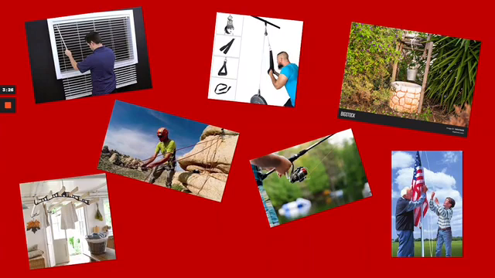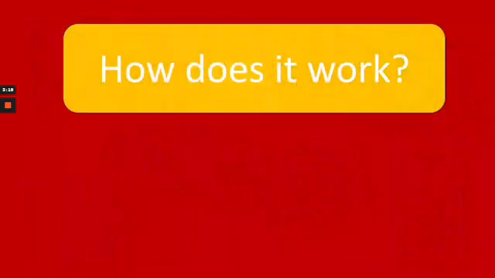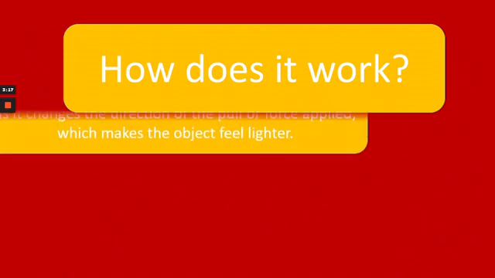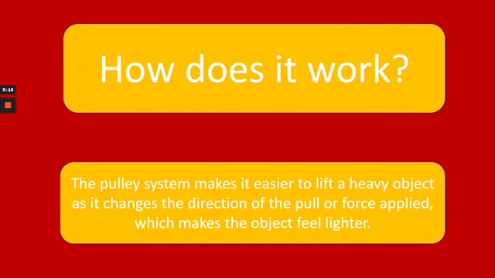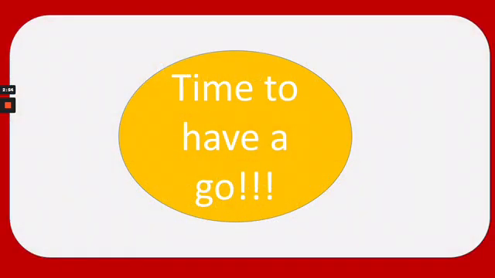Now you might see something common in all of these, and that's the pulley technique is used to lift a heavy weight. So how does it work? Well, the pulley system makes it easier to lift a heavy object as it changes the direction of the pull or force applied, which makes the object feel lighter. And that's why when we look in our environment and all the things that we use the pulley technique for, it helps to make objects feel lighter, which makes them easier to use. So now it's our turn to have a go.